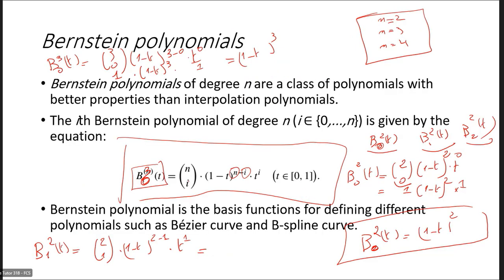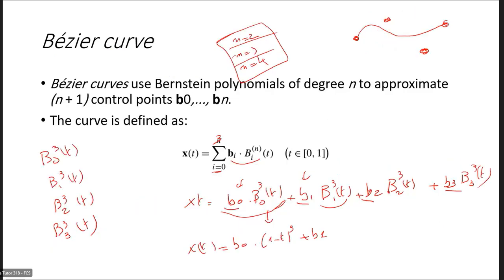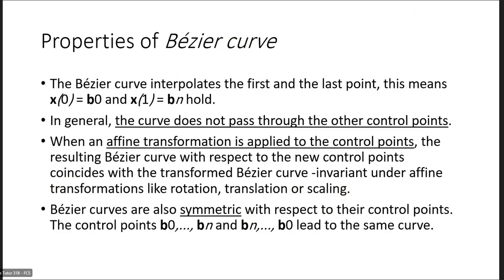So here you can see that it is very easy to find the equation of the Bernstein polynomial. Now, properties of the Bezier curve. The Bezier curve interpolates the first and the last point. So in the Bezier curve, you can see that you are interpolating the first point and the last point.